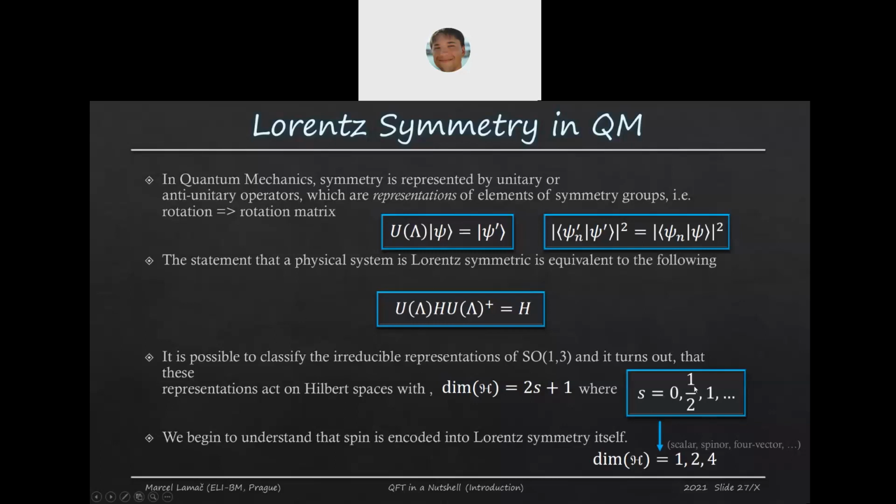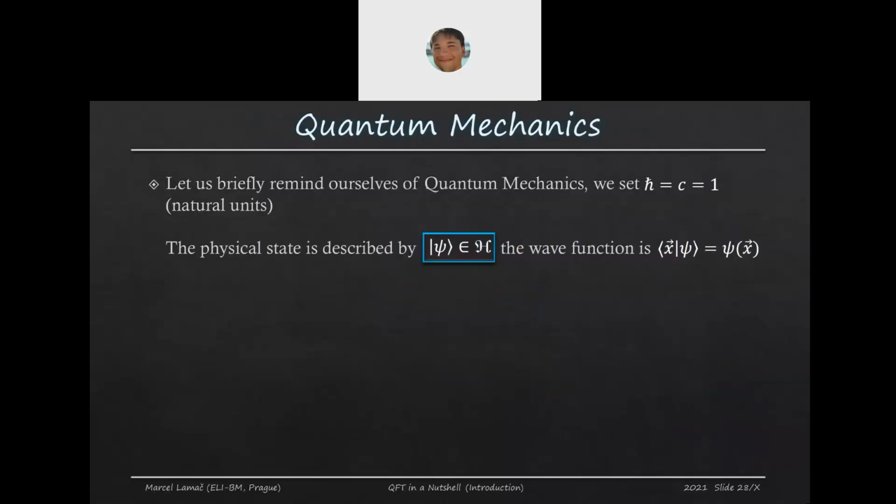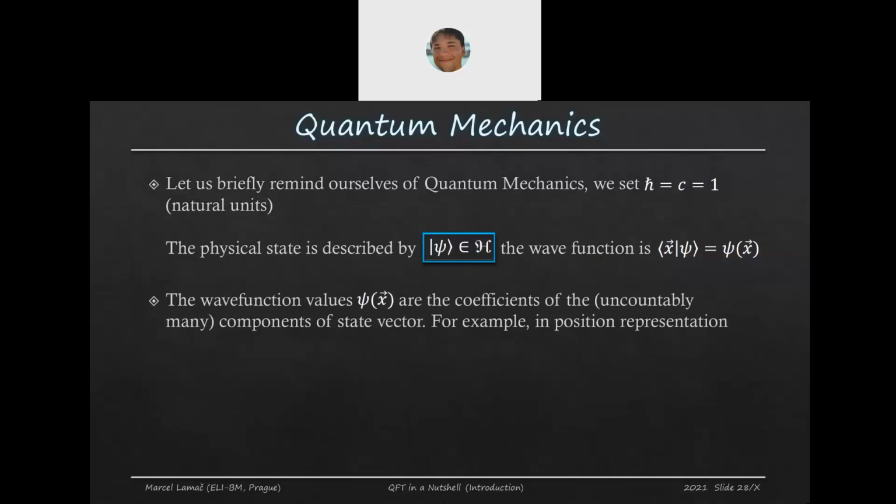And that is somehow deep, I would say, in some sense. So, quick revision of the quantum mechanics. We set the natural limits and the postulates are: we are considering physical states that are described by some abstract rays or vectors in a Hilbert space, which is a linear vector space with scalar product, and the wave function is simply these abstract rays in the Hilbert space projected onto some defined position state vector.